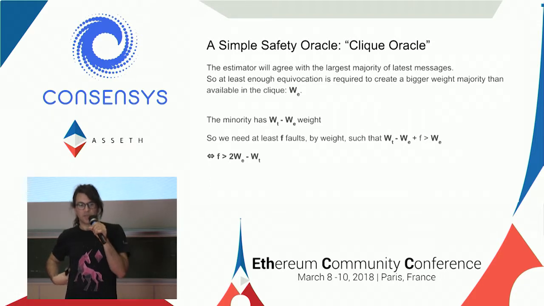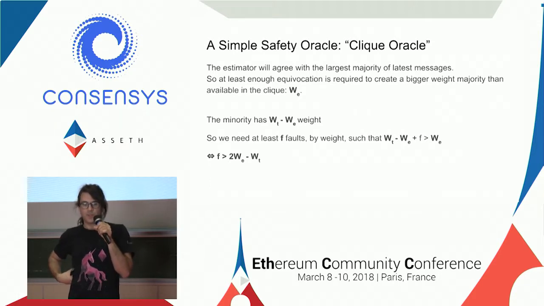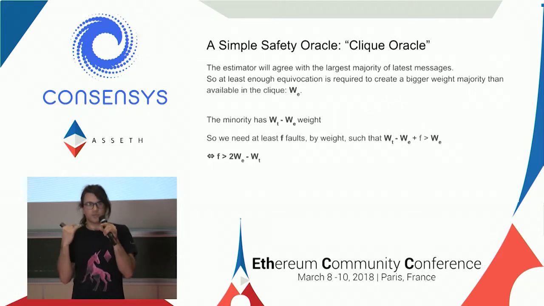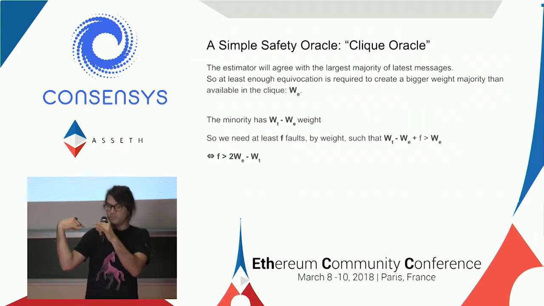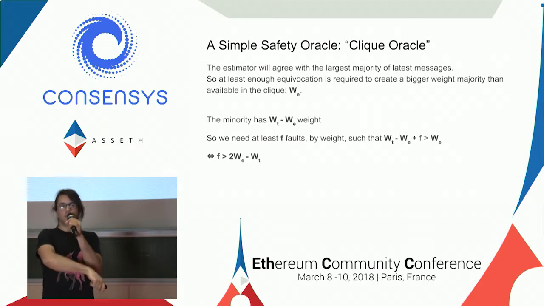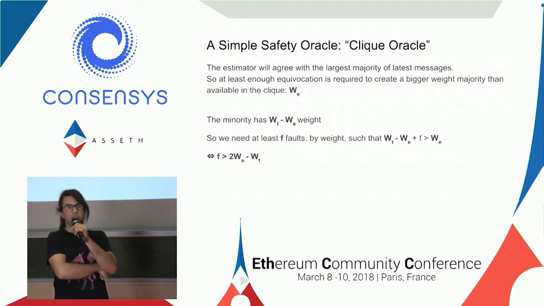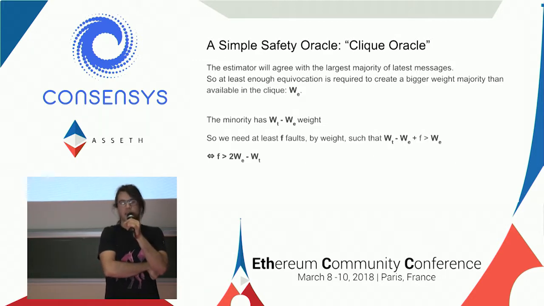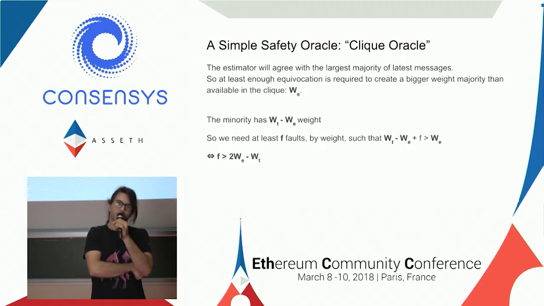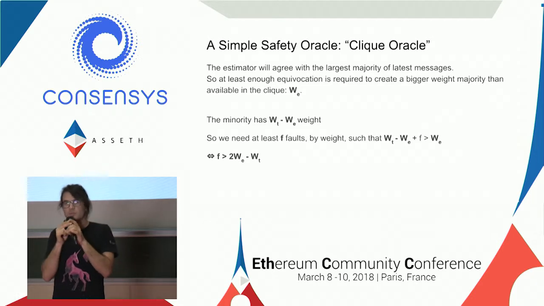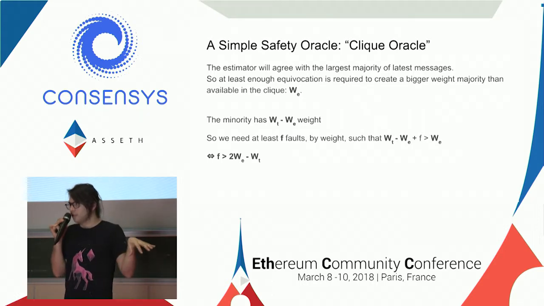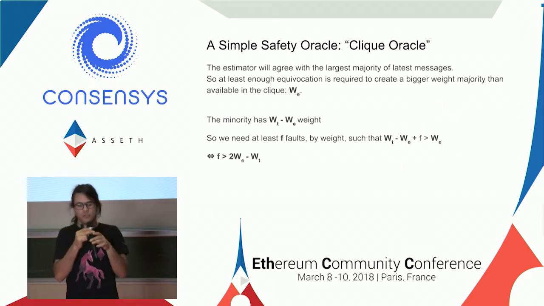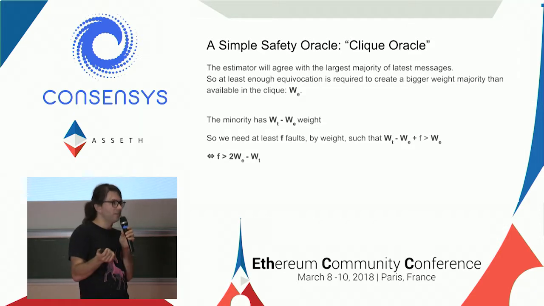We have a majority WE, and the minority is WT minus WE. We need to add to that minority until we get to something that's bigger than WE. And that's what this equation here, WT minus WE plus F greater than WE, means. We're going to add some number of faults to the original minority. And these represent equivocation faults from the majority in WE, so that we have more weight attacking E than defending it. And so that's our fault tolerance number. It's a very normal kind of fault tolerance number.